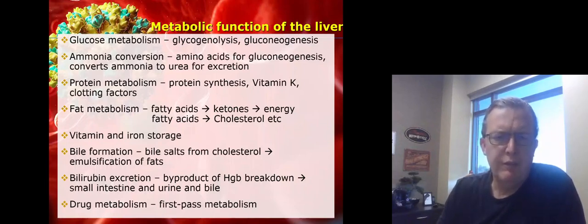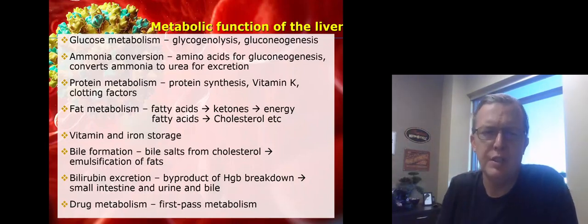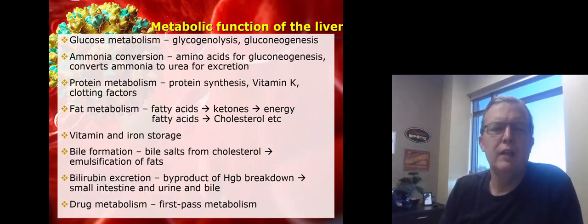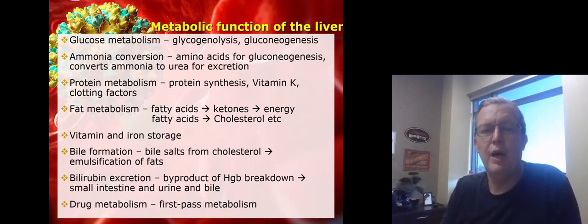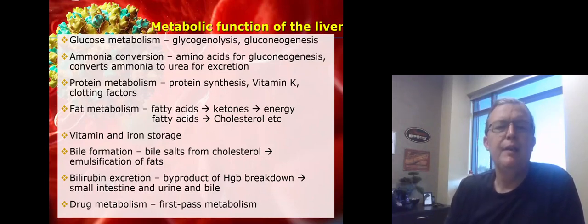So, metabolic function: the liver's primary functions are glucose metabolism, of course. We've talked about this already, glycogenolysis and gluconeogenesis. So that's that process of providing glucose in the absence of carbohydrate consumption or in a fasting state. It also converts ammonia. Amino acids get processed for gluconeogenesis, but that process then converts ammonia to urea in the liver so that urea can then be excreted and eliminated.